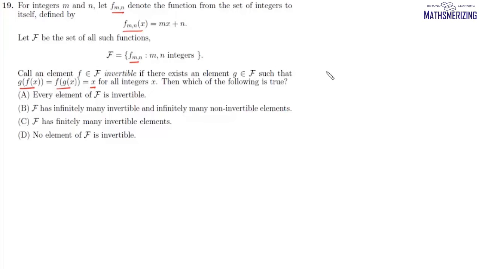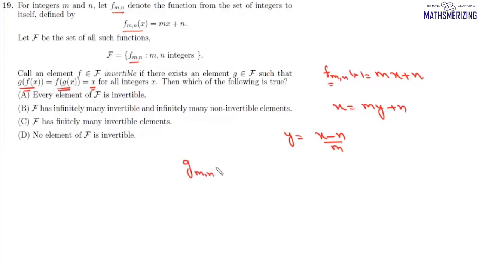Now if we look at this function f_mn(x), we are given that it is equal to mx plus n. Now if we look at this condition, g(f(x)) equals f(g(x)) equals x, that means we are looking at the inverse of this function. So if we have to find the inverse of this function, we can write x as my plus n. Then we can write y as (x minus n) upon m. So this g_mn(x) will be simply (x minus n) by m.